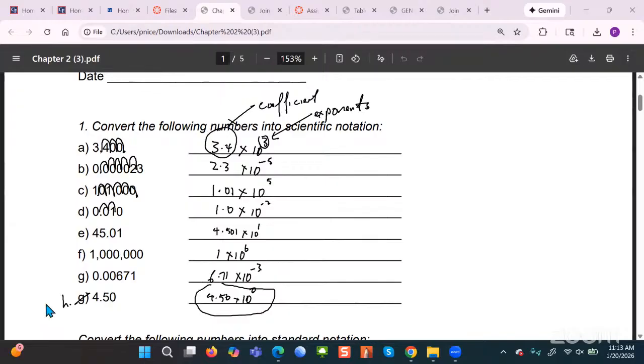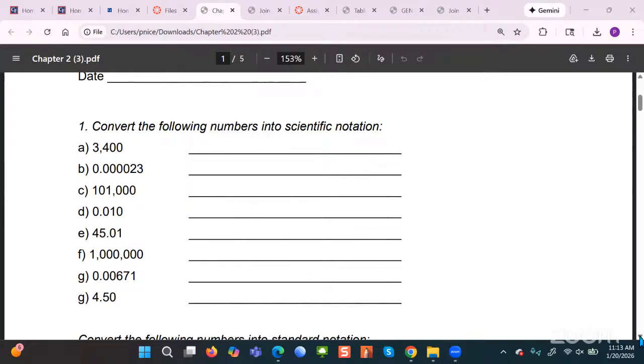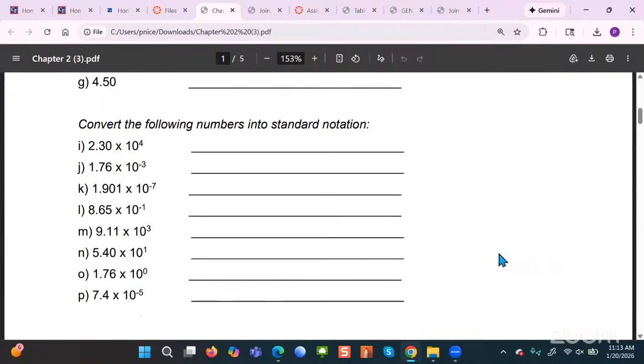Okay, so if you understood what we did here, then you should be able to do this, which is the reverse. They gave you the numbers in scientific notation, and they're asking for the equivalent value in standard notation. So what do you think the answer for I is? Let me turn on my pen here. Okay, what's the answer for I? 2, 3, 0, 0. We need one more. All right, so that would be the answer. 23,000. Yeah, you're right.